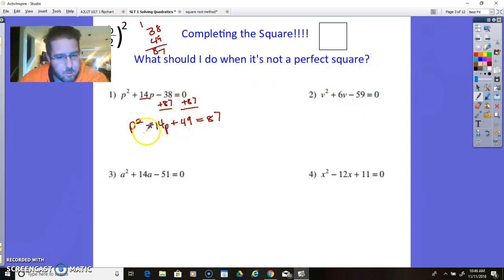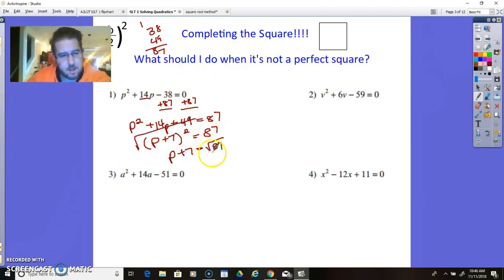Now what we've got is a perfect square on the left-hand side, p plus 7 squared equals 87. Now what I can do is take the square root of both sides, which gives me p plus 7 equals the square root of 87. You just put that into your calculator. It's going to be slightly more than 9 point something. So you use a calculator, round it to the nearest tenth, and then you can solve it twice.